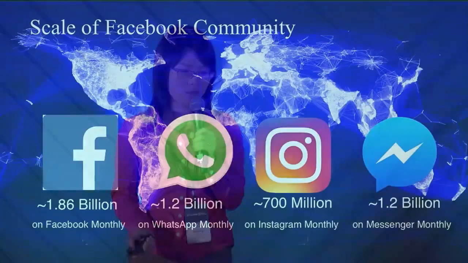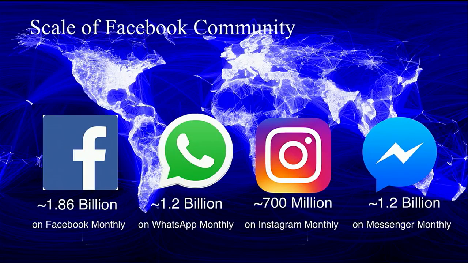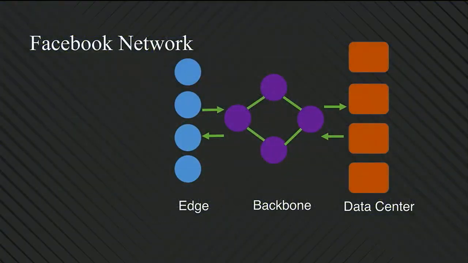So what's the scale of Facebook community? We have millions to billions of users actively in our family of products, from Facebook to WhatsApp to Instagram and Messenger. So how do we deliver content reliably and fast for such a large user community? Through our high-performance network infrastructure. Facebook network consists of three major components: edge, backbone, and data center. They are all globally distributed around the world.